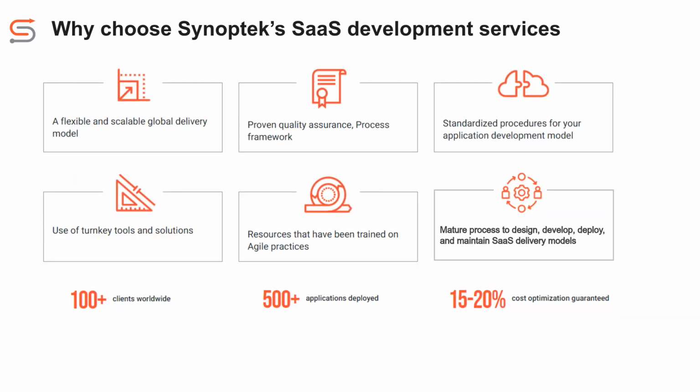And then why should you select Synoptic's development services? So Manon, you want to take this? Yeah. So whenever we talk about this software development, custom application development services, there are a few things that one should look for in a partner. And one of the key aspects of that is the global delivery, whether your partner is really supporting a global delivery model or not.